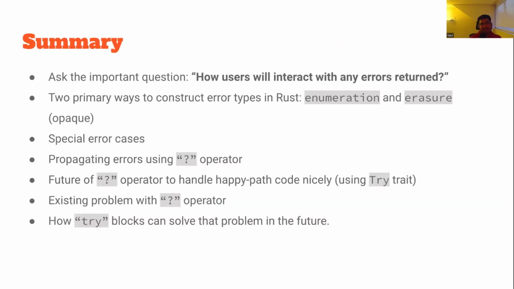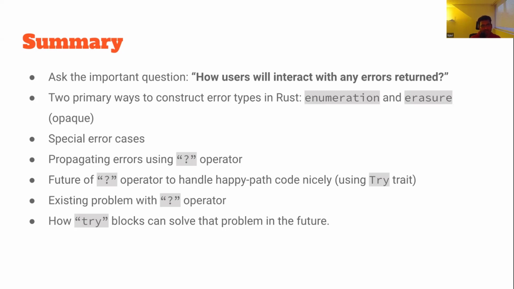So, we have reached the conclusion. To summarize: whenever you write Rust code that can fail, ask yourself a question. Whenever a user or anyone calls this API that can fail, how is the user going to interact with the errors that you're planning to return? That's the important question you should ask yourself. Depending on the answer, you can construct those errors in two different ways. There are of course some special cases like we saw before, but usually it's either an enum, meaning you put down an exhaustive list of all possible errors that the user can get back, or you can get around with a single opaque type.